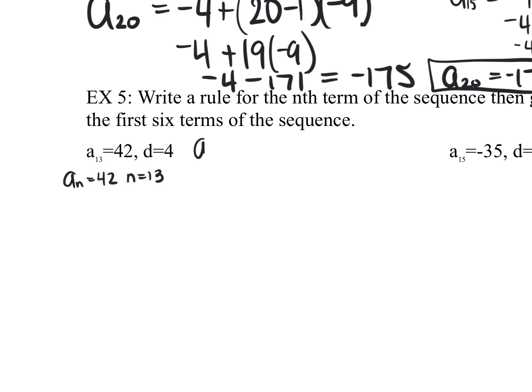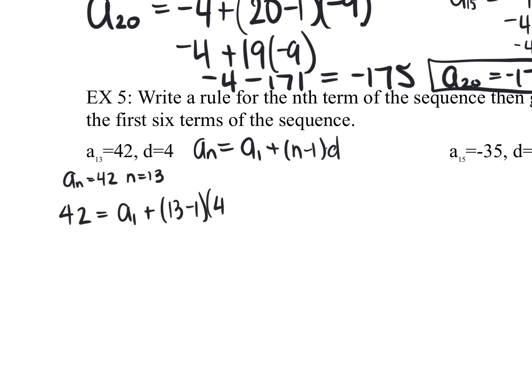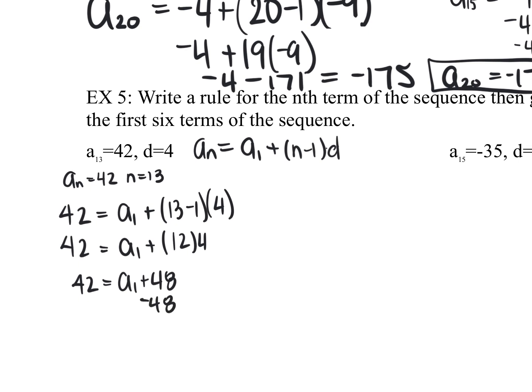So we're going to plug it into our formula. A1 plus n minus 1 times D. So AN is going to be 42. A1 is my variable. Plus n is 13. And D is 4. 42 equals A1. Do the parentheses first. 12 times 4. A1 plus 48. Subtract 48. And negative 6 equals A1.